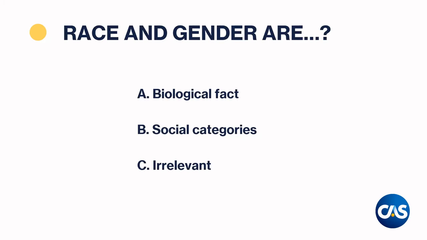Now, this is the first question commonly asked by members. Why do we focus on race and gender? So first, I'd like to ask you, how do you define race and gender? Are they A, biological fact, B, social categories, or C, irrelevant?